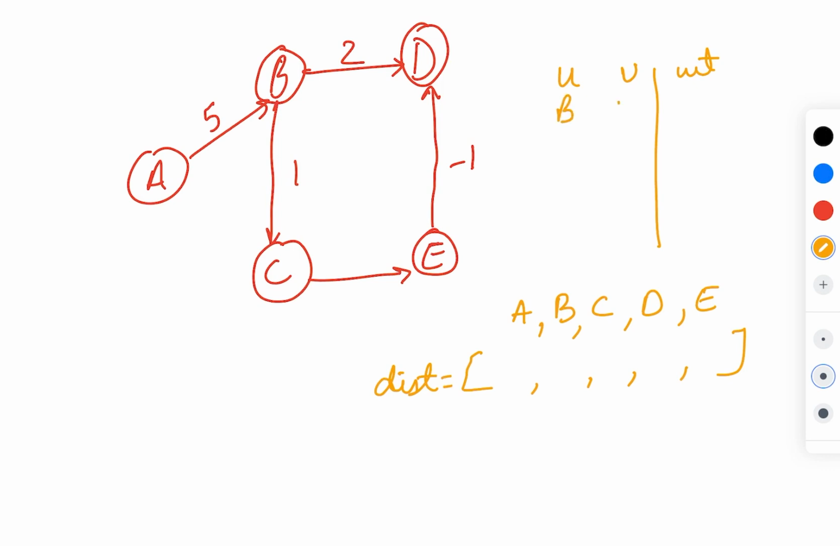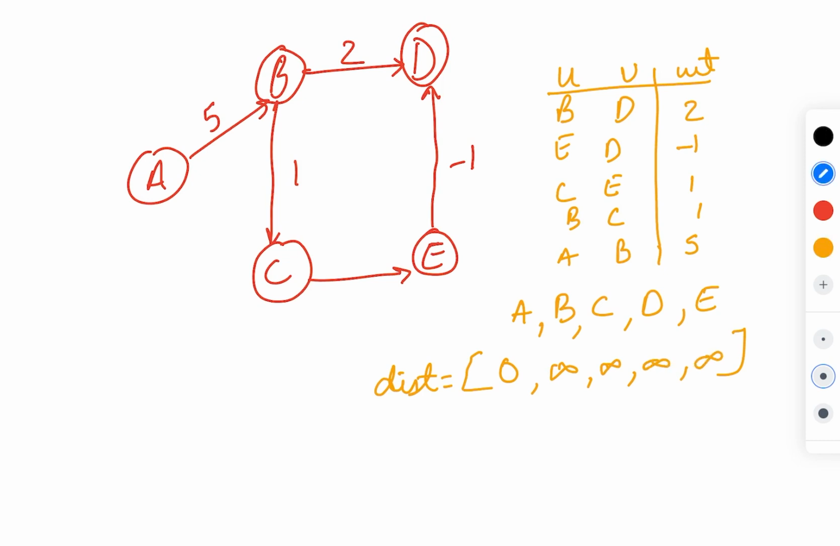So if we see, B to D is 2, E to D is minus 1, C to E is 1, B to C is 1, A to B is 5. And initially our distance array, we're starting from A, so that is 0. Everything else is infinite. Let me choose a different color for the next steps.